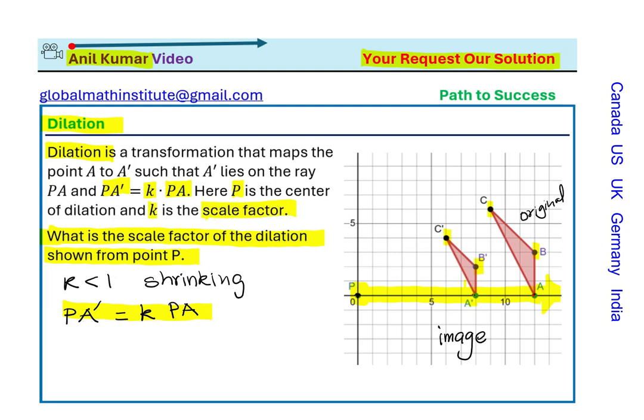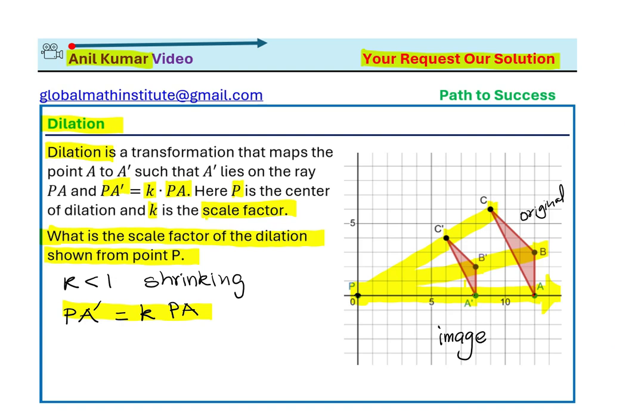So now I hope everything comes together. It is also true for other points. So PC prime is also equal to k times PC, and similarly, PB prime will be k times PB. Since the scale factor is the same, we can use any one point which is convenient to check.